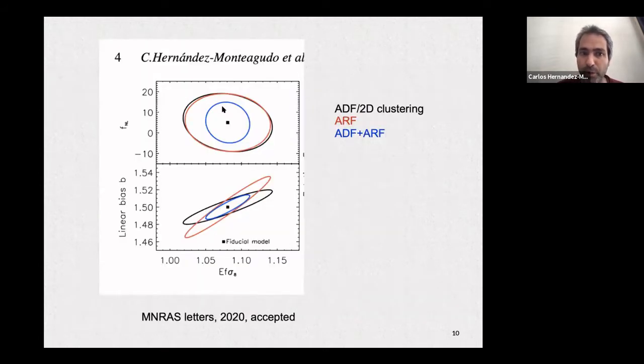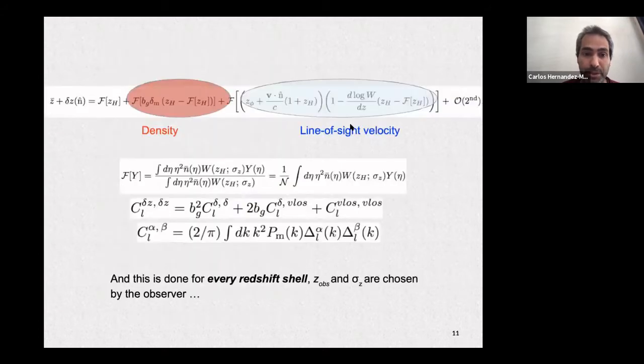So you see that if you do some Fisher matrix analysis, when you combine both ADF and ARF, you shrink the error ellipses. This is the sensitivity to the peculiar velocities. This is the sensitivity to the linear bias. This is the sensitivity to a different cosmological parameter that influences the amplitude of the Cls. So what these ellipses are showing is that the error ellipses shrink when you combine the two observables, mostly because ADF and ARF, angular redshift fluctuations and 2D clustering, are orthogonal. They do not overlap with each other.